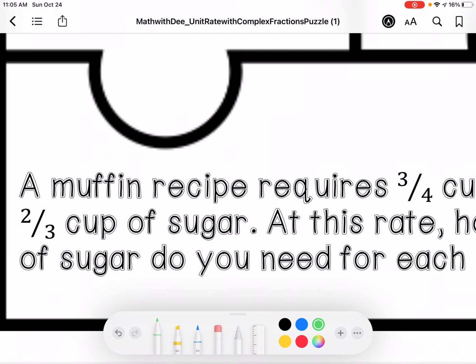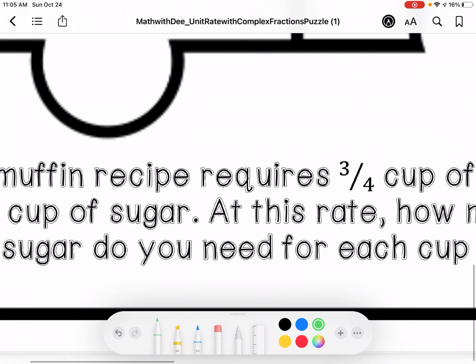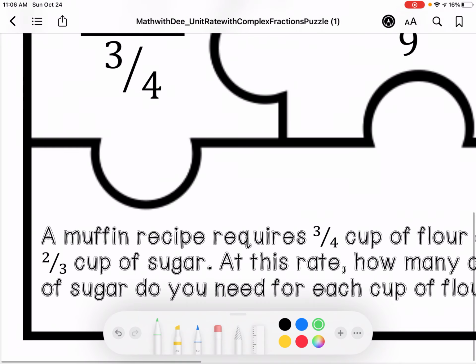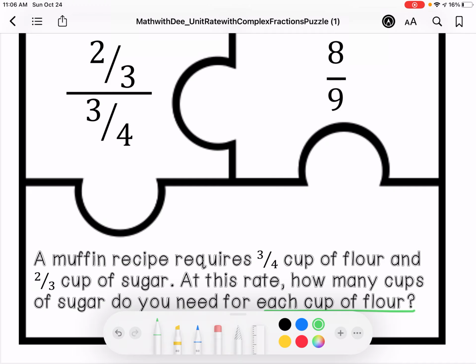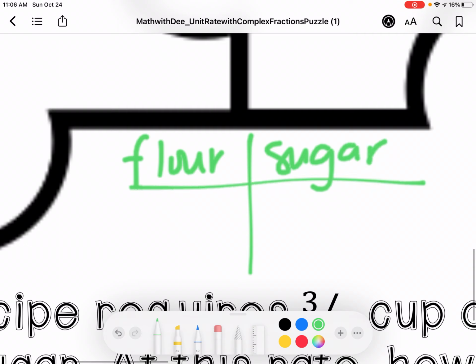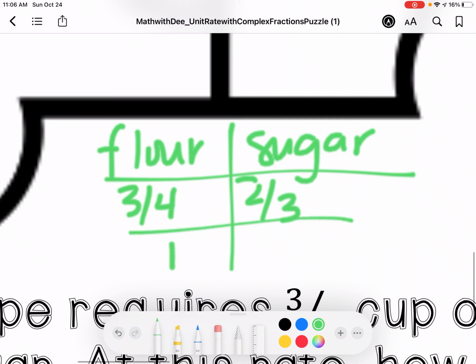Anyway, sorry. A muffin recipe requires 3/4 of a cup of flour for 2/3 of a cup of sugar. At this rate, how much sugar do you need for each cup of flour? So I've got flour and sugar. I know I've got 3/4 flour and 2/3 sugar. And I want 1 cup of flour, so I'm dividing by 3/4.